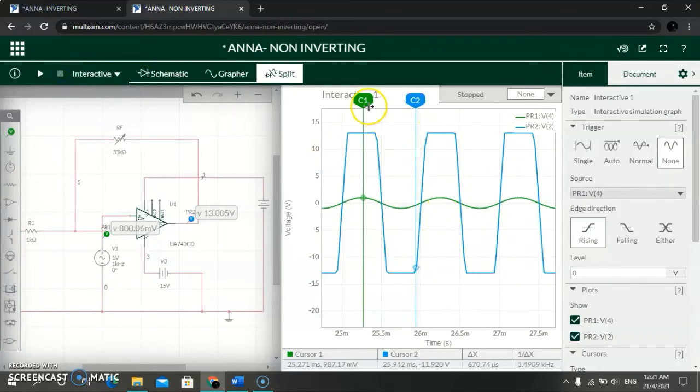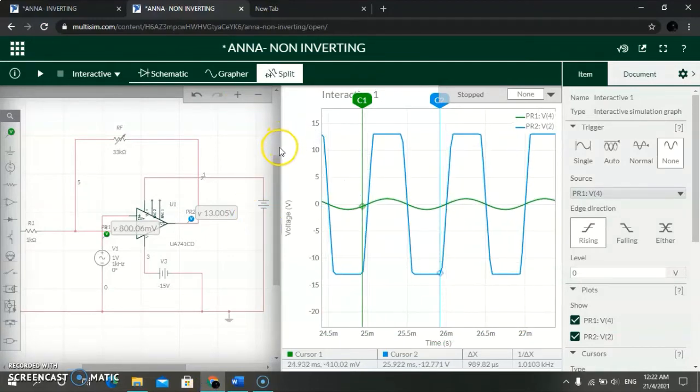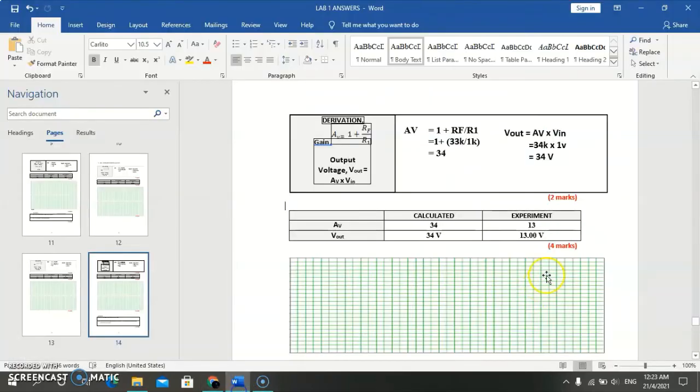Okay, if you see here, the waveform is clipped. We get around 1 for Vin. Here we put only 15 volts and it's the maximum, and we only get 13 volts. It's impossible to get 33 times the gain with 33 kilo ohm, so that's the maximum. We will only get 13 volts here.